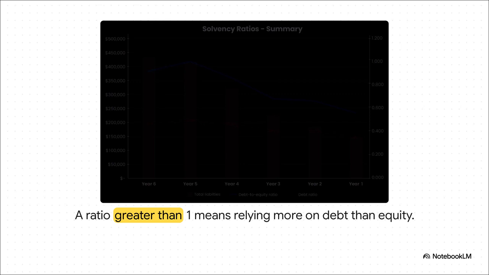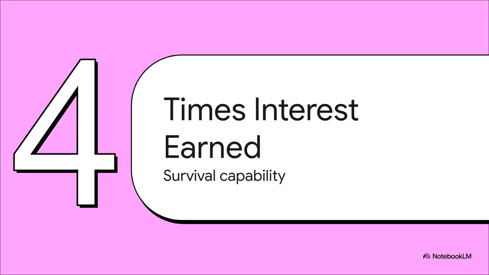Take Amy's Market, for instance. They hit a ratio of 1.0037 in year 5 before managing to drop it to 0.91 in year 6. A rising debt-to-equity ratio is a huge red flag. It signals an increasing reliance on creditors, which naturally pumps up your financial risk. Next up, Section 4. Times interest earned.